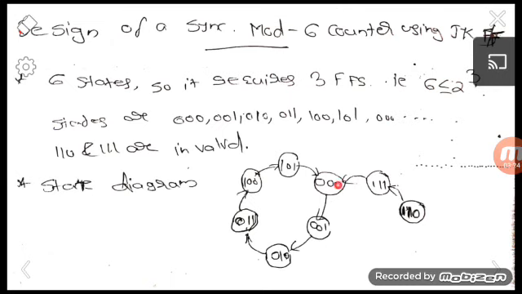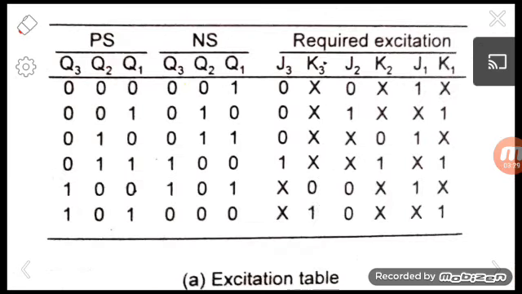The state diagram is like that. Here we have the required excitation, the present state and the next state. We start from 000, then the next state is 001. If it is 001, then the next state will be 010. If it is 101, the next state will be 000. Based on these values we write the required excitations, considering Q3: present state 0 and next state 0. So we can design J3 and K3 based on this value.